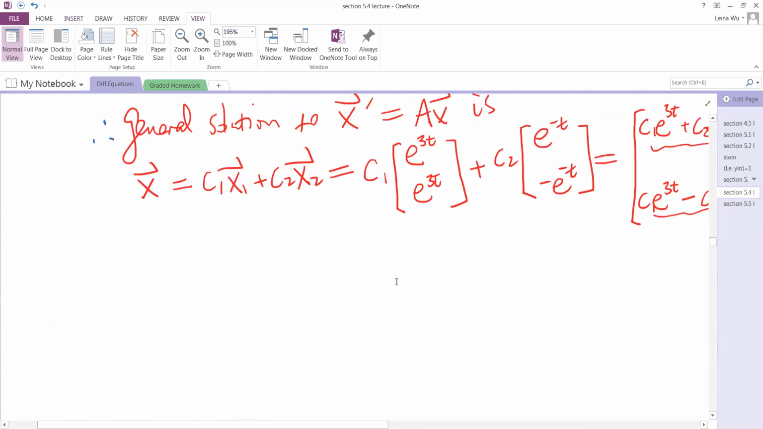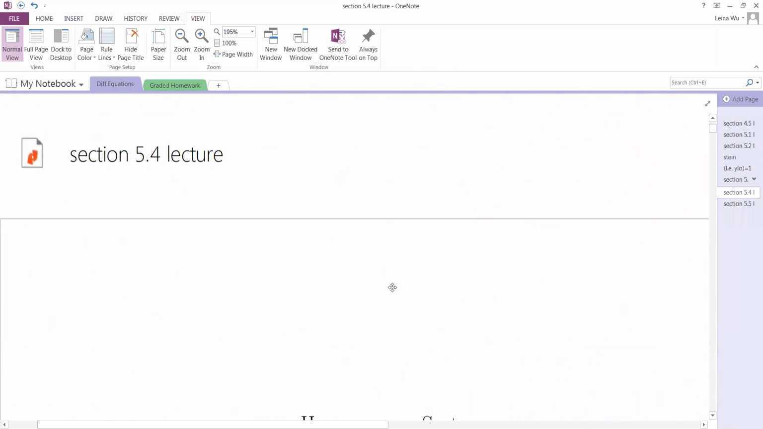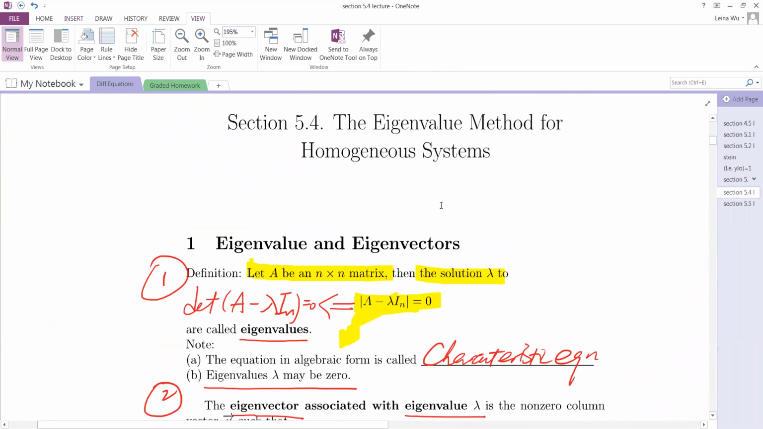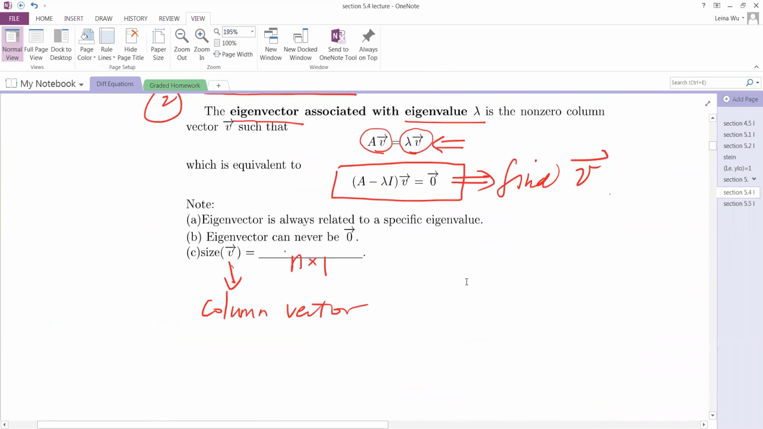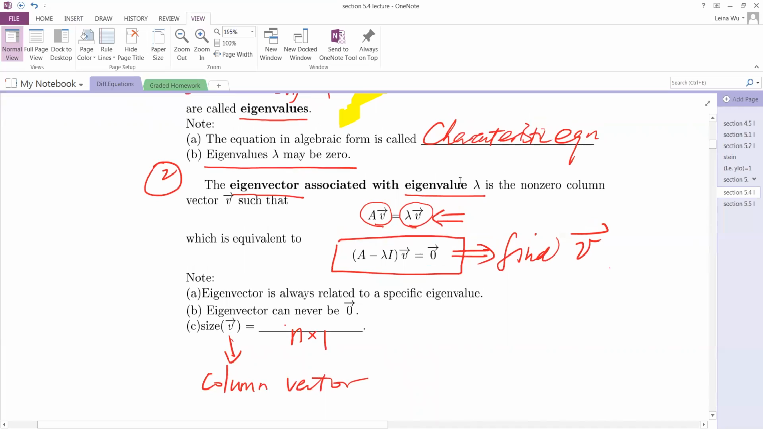So last time we were at section 5.3, or 5.4, talking about the eigenvalue method for the homogeneous system. We first introduced what an eigenvalue is. An eigenvalue is a solution to the equation determinant of A minus lambda I equals 0. With the eigenvalues, you can get the eigenvector by solving the vector equation A minus lambda I times vector v equals 0. Therefore, the vectors v are called the eigenvectors.